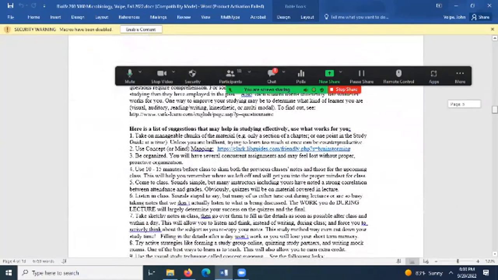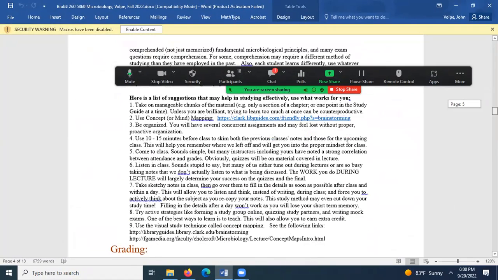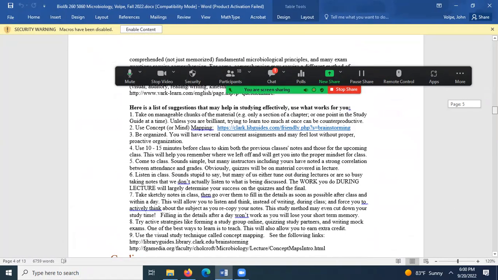Here are a list of suggestions that may help you in studying effectively. Take on a manageable chunk of material, only a section of a chapter. Unless you're brilliant, trying to learn too much at once can be counterproductive. You can use mapping strategies. Be organized. We'll have several concurrent assignments due at the same time, so be organized. Try to use 10 or 15 minutes before class to scan both the previous class's notes and those for the upcoming class. This will help you remember where we left off and get you into the proper mindset for class.